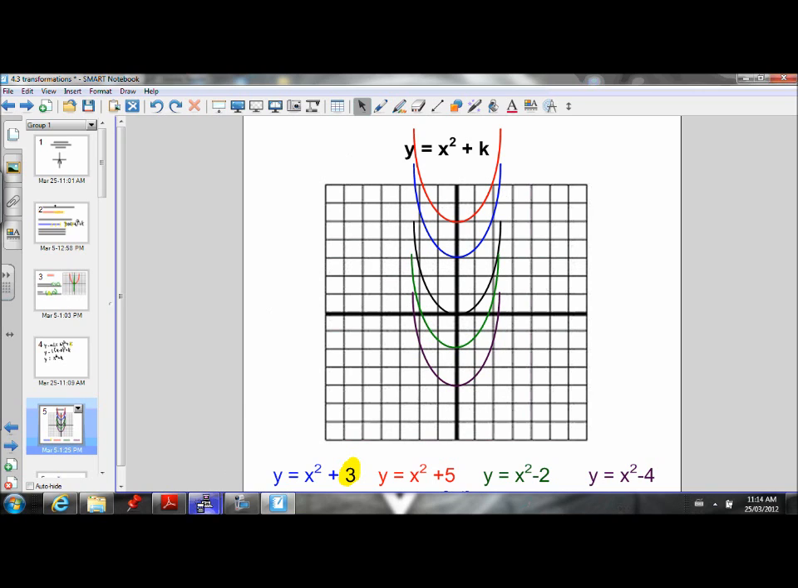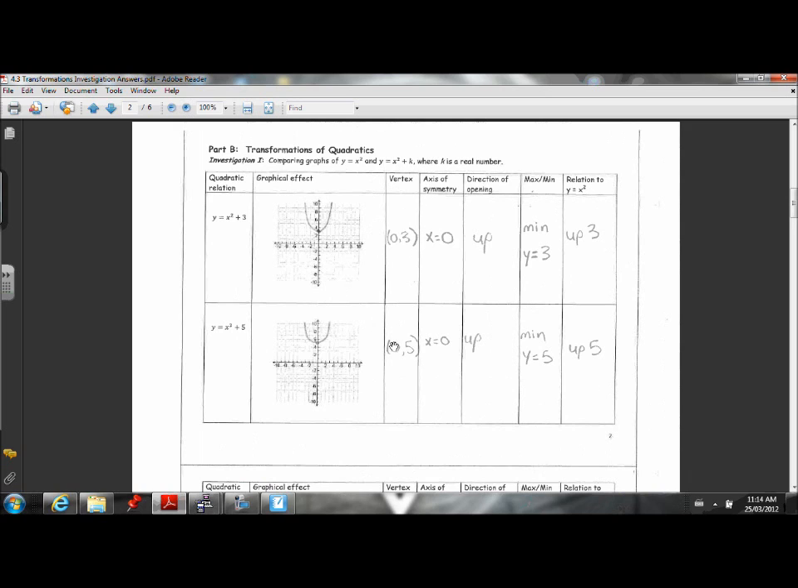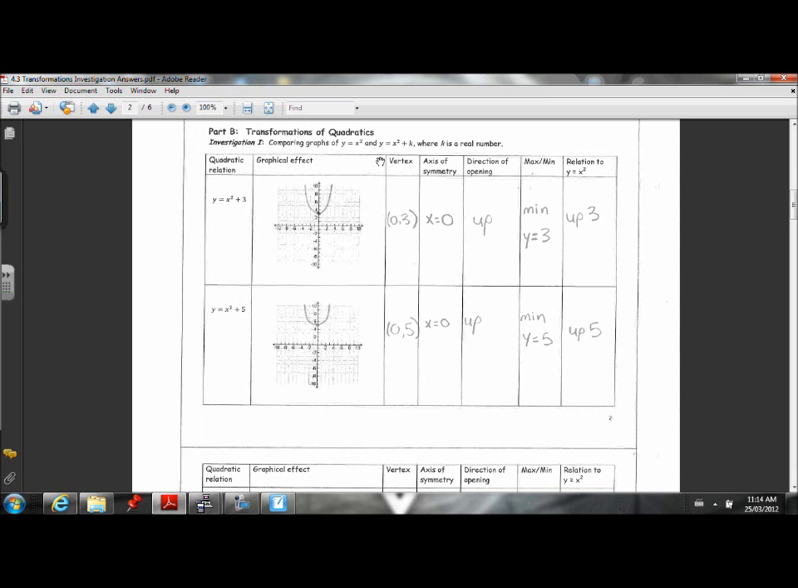After you have those sketched, what you also need to fill out, I'll bring it up here to show you and I'll zoom in, is what the vertex of each of these parabolas is, the axis of symmetry, direction of opening, maximum or minimum value, and the relation to y equals x squared. For the first example here, I'll take you through and explain how you did it. You'll be responsible for filling out the rest on your own. The answers are posted on first class, so you can check and make sure you're doing it properly.